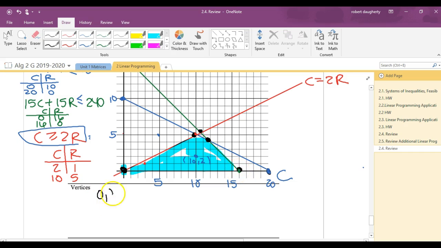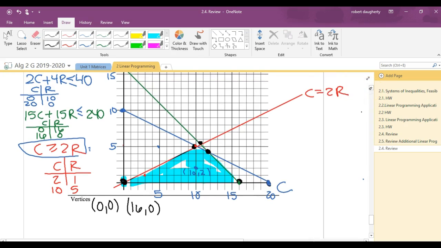My vertices are 0, 0. And then it looks like, what is it, 16, 0. And then I figure out where the red line intersects with the blue line. So the red and the blue line is what, 2C plus 4R, less than or equal to 40. Okay, so where does the blue and the red line intersect?